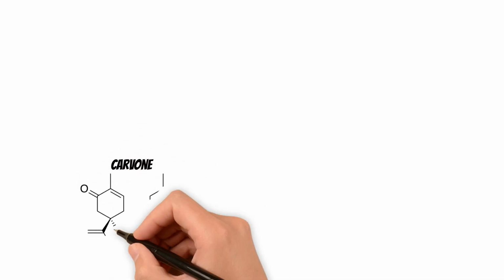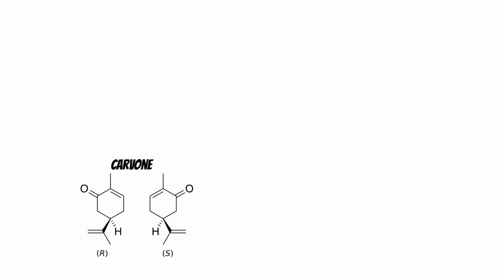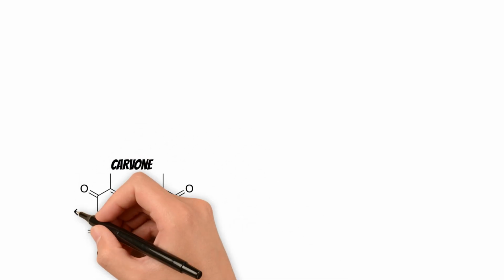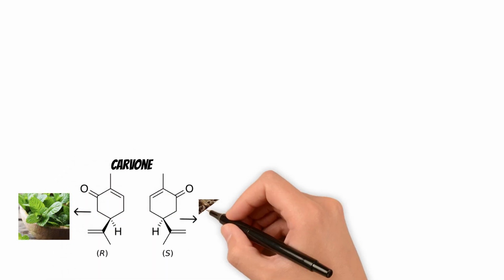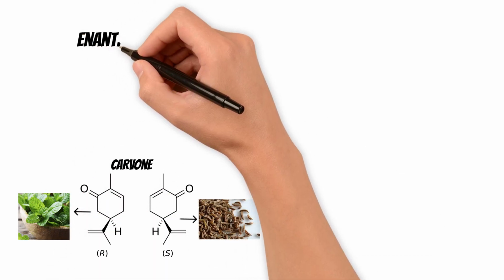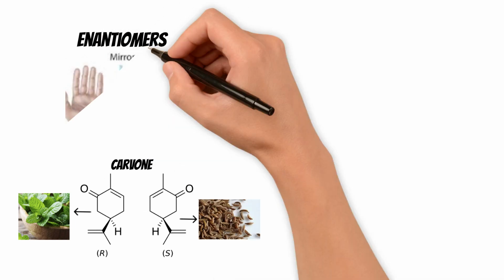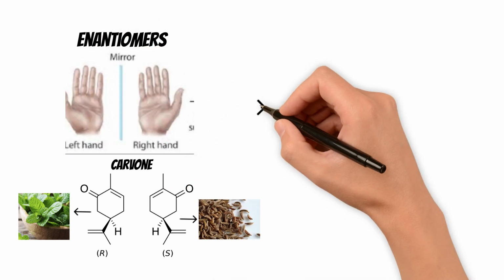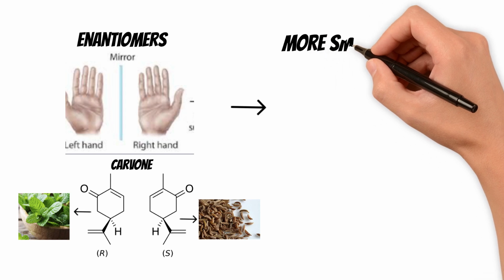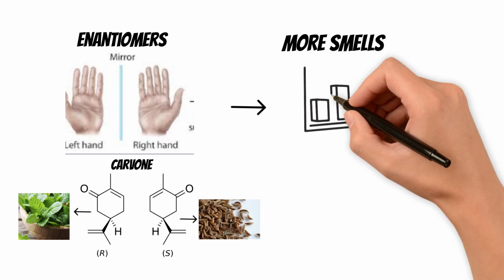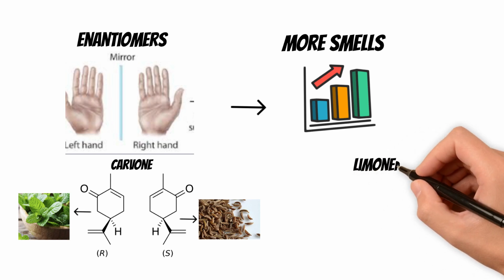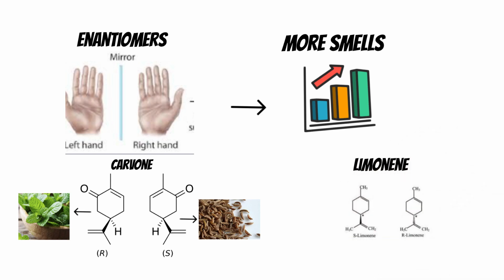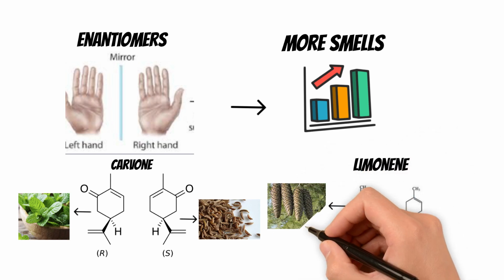This brings us back to Carvone. Carvone exists as 2 enantiomers, non-superimposable mirror images, much like your left and right hands. Although they contain the same atoms and bonds, their 3-dimensional arrangements differ. Since olfactory receptors are proteins and proteins are themselves chiral, each enantiomer interacts differently with the receptor binding site. As a result, they trigger different patterns of neural activity and are perceived as different smells.